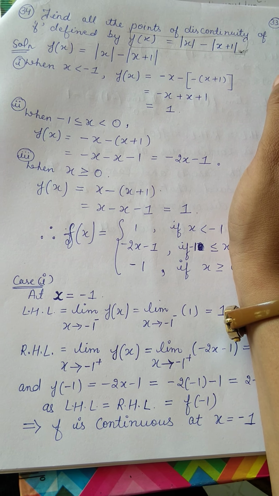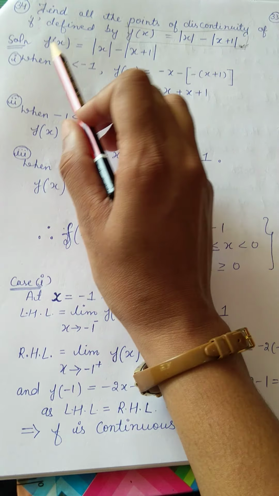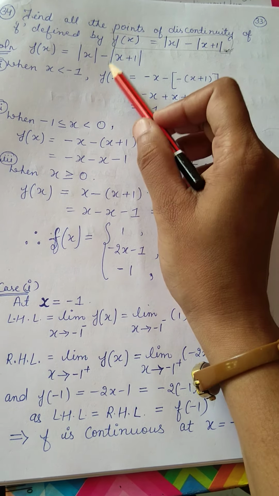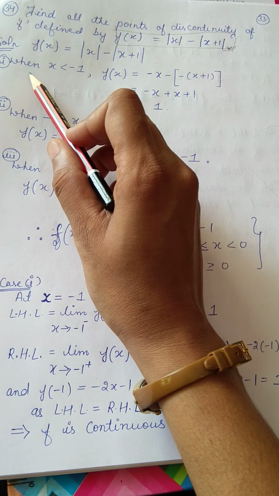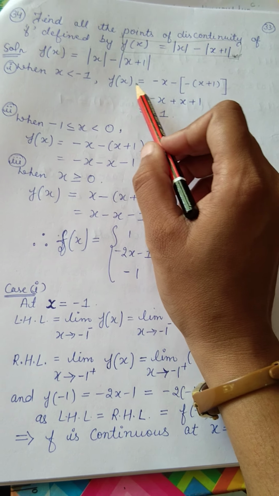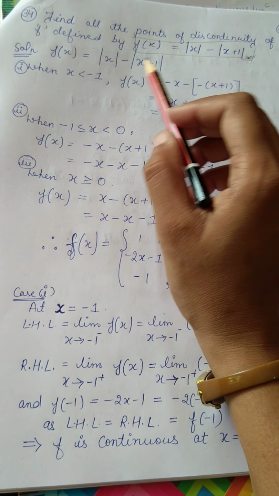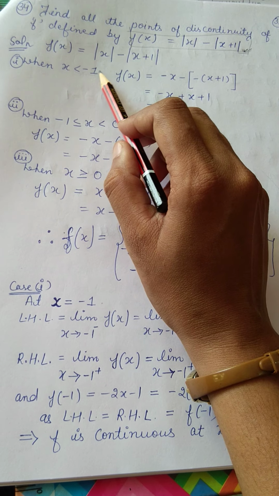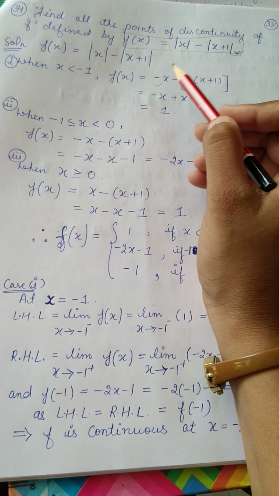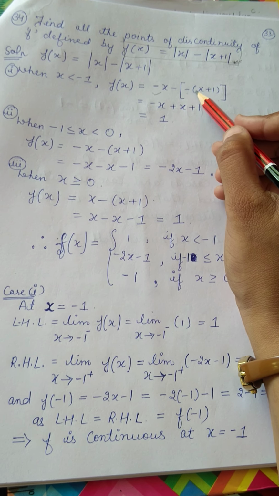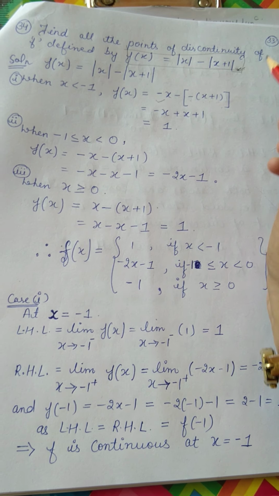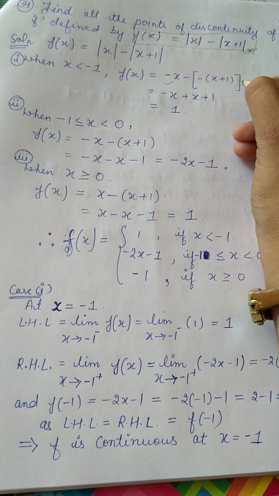How will we do it now? How will we start बच्चे? f(x) is equal to mod of x minus mod of x plus 1, that is when x is less than minus 1, what function will we get? If it is less than minus 1 बच्चे, we will get the minus sign over here. So modulus of x will be minus x, modulus of this will be minus of x plus 1. When I solve, one more step will come, that I am writing over here.